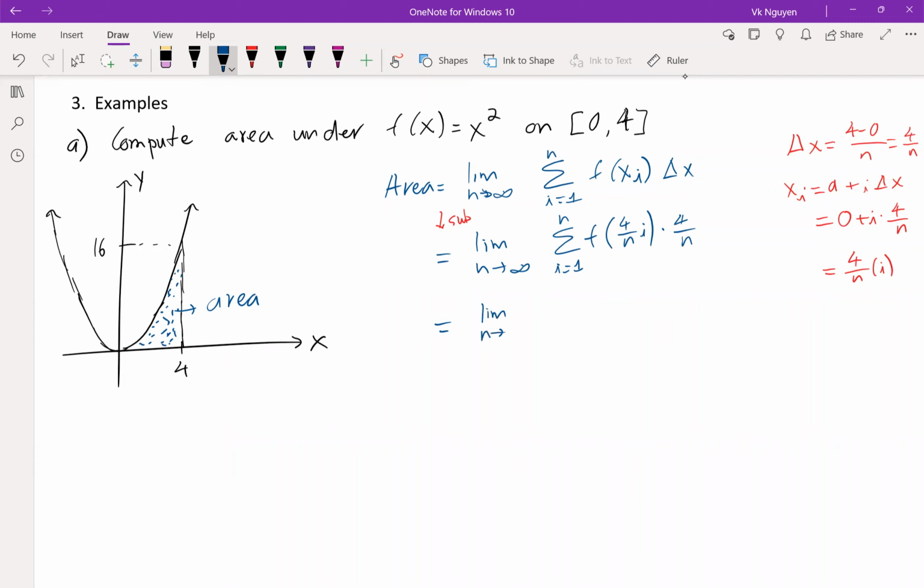Again, evaluate f of 4 over n times I. Limit as n goes to infinity, summation I equal 1 to n of (4 over n times I) squared times 4 over n. And we have the limit as n goes to infinity, summation I equal 1 to n of 4 squared is 16, n squared is n squared, I squared times 4 over n.